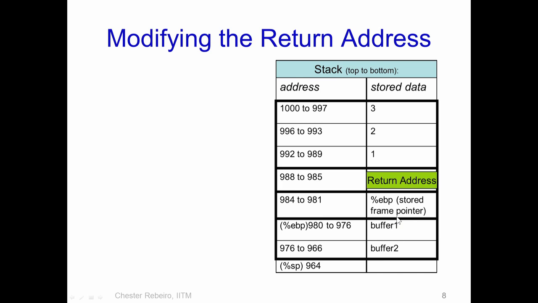Now, one important thing from the attacker's perspective is the return address. If the attacker could somehow fill this buffer 2 in such a way that he would cause a buffer overflow and modify this particular return address, then let us see what would happen. So, let us say he makes this particular statement: buffer 2 of 19 is some arbitrary memory location.